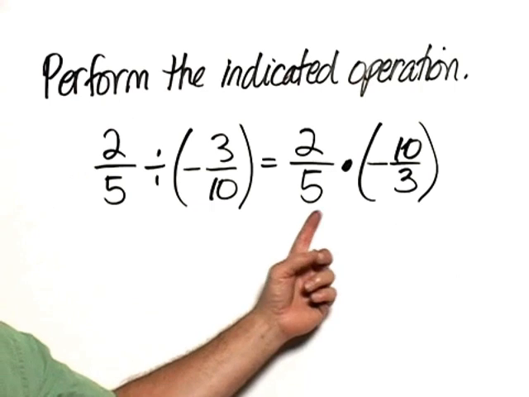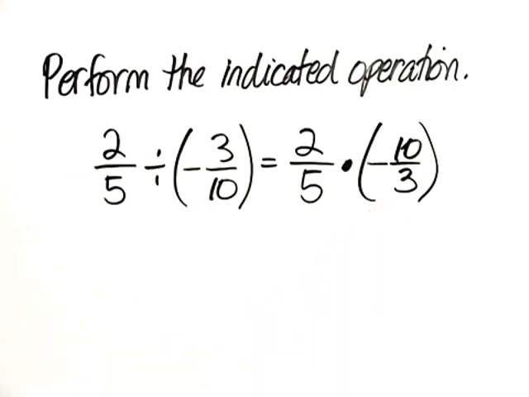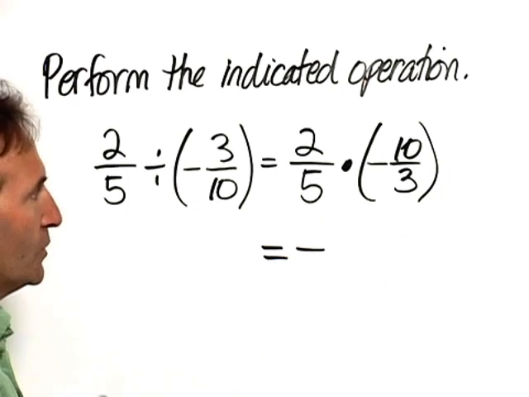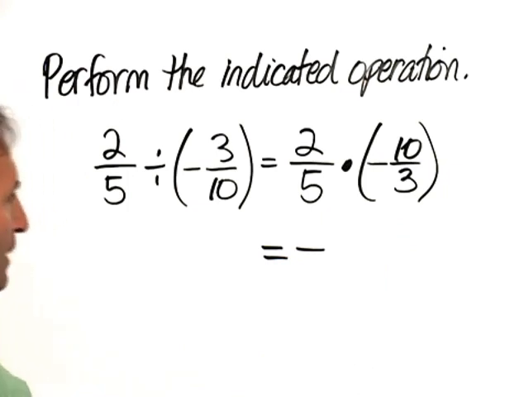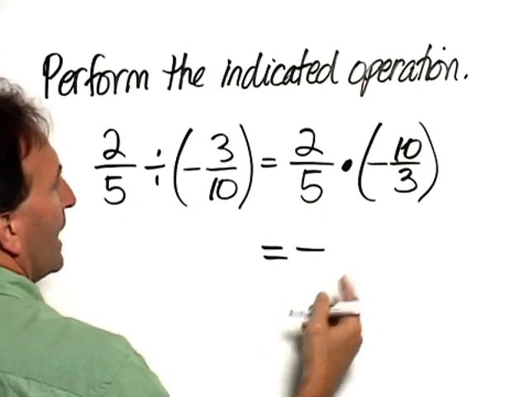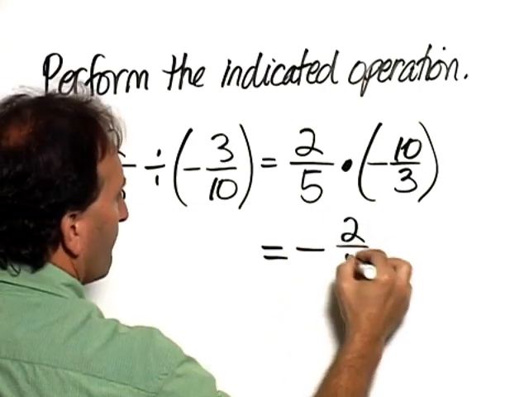Now we're multiplying two numbers of unlike sign. Two numbers multiplied with unlike signs gives us a negative result. We now multiply together the two numbers' absolute values. So 2/5 times 10/3.